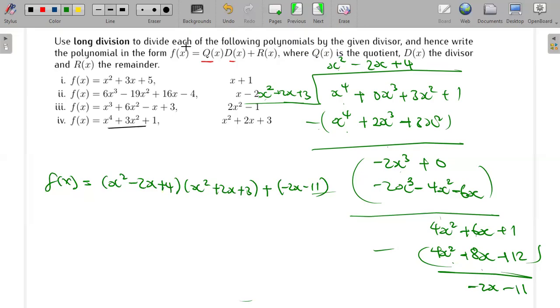Do I have any question on how to go about long division? We are all clear? Silence means we've understood or we are all lost.